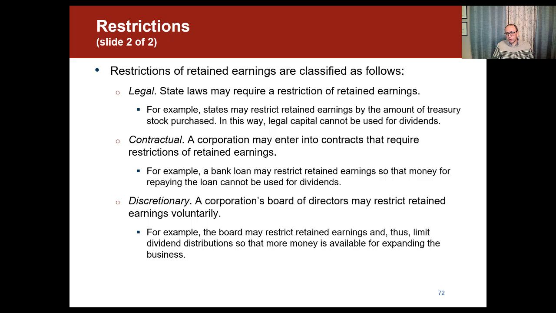In this case, a corporation's board of directors may restrict retained earnings voluntarily. So it's by choice. They just want to keep some kind of reserve in retained earnings. So the board may restrict retained earnings and therefore limit dividends so that more money is available for expanding the business.